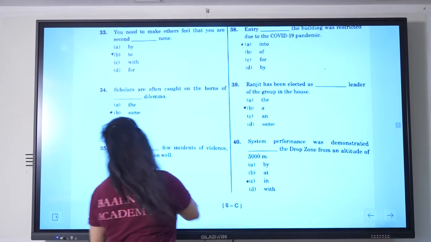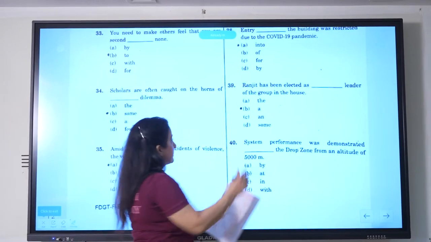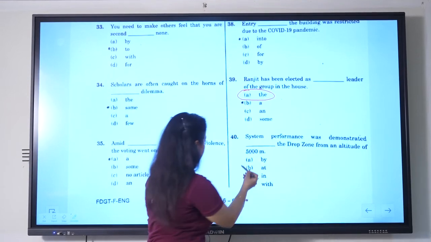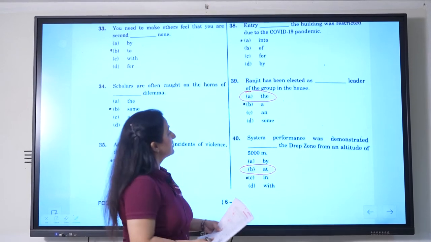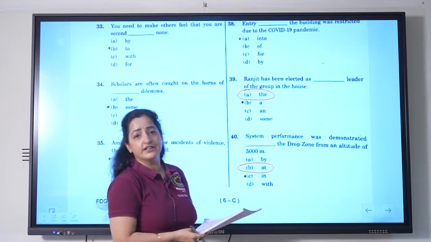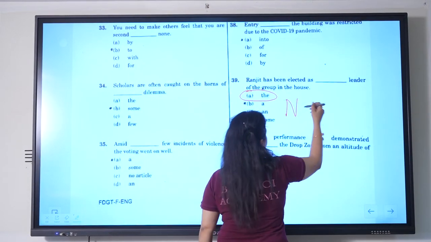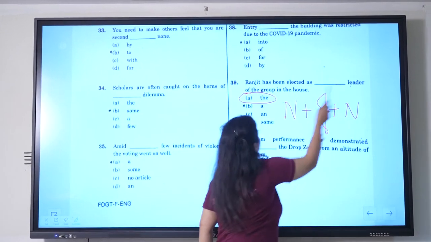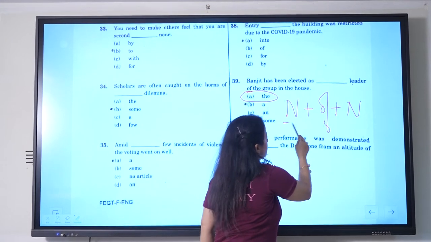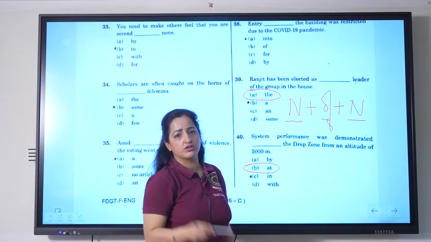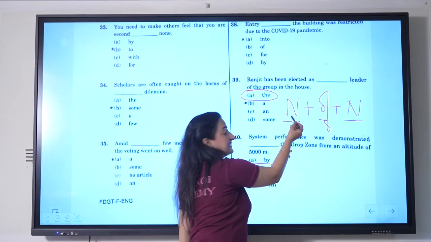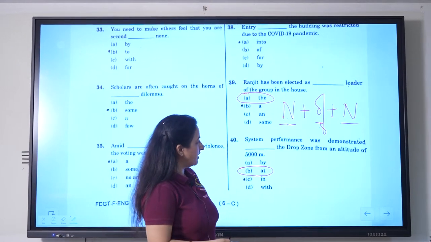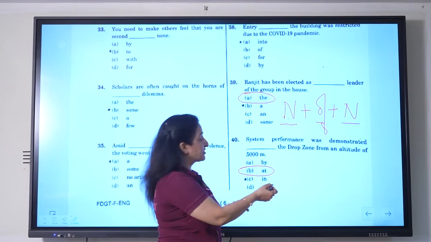39 and 40. 39 Alpha the, 40 Bravo at. Ranjit has been elected as the leader of the group. Why article the? Noun plus of plus noun. There is a rule. Leader is noun, then you have of, and group is also noun. So leader of the group. Whenever you come across a noun of a noun structure, it's very clear that this noun is particularized, which is why article the. Question 40, system performance was demonstrated at the drop zone, not by.